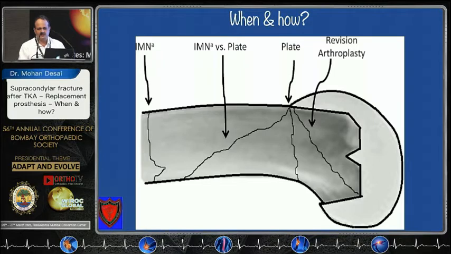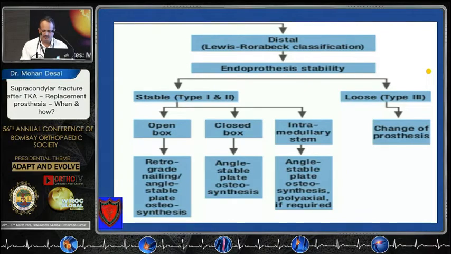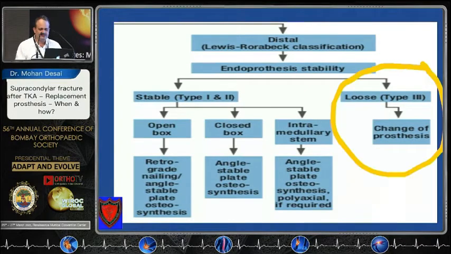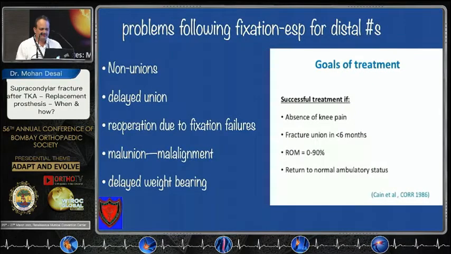So roughly, to put it in a nutshell, the more proximal fractures are amenable to fixation, and the distal ones, especially those beyond the flange, are for revision surgery. We have already discussed this. When it is a loose prosthesis, it's replacement, and there are problems of fixation. There are high rates of non-unions, delayed unions, reoperation, knee stiffness, and malunions, and malunion would not be tolerated well with the prosthesis inside. And these are elderly patients. You have to have delayed weight bearing in such patients where you are refixing.